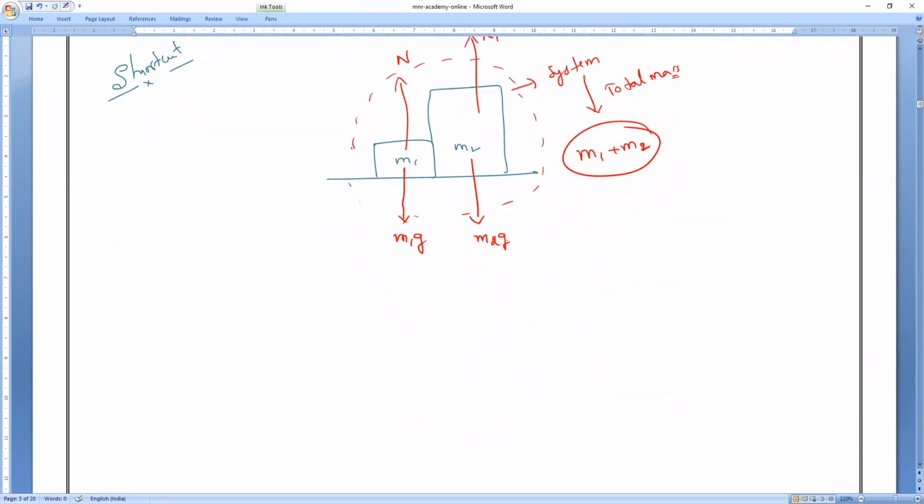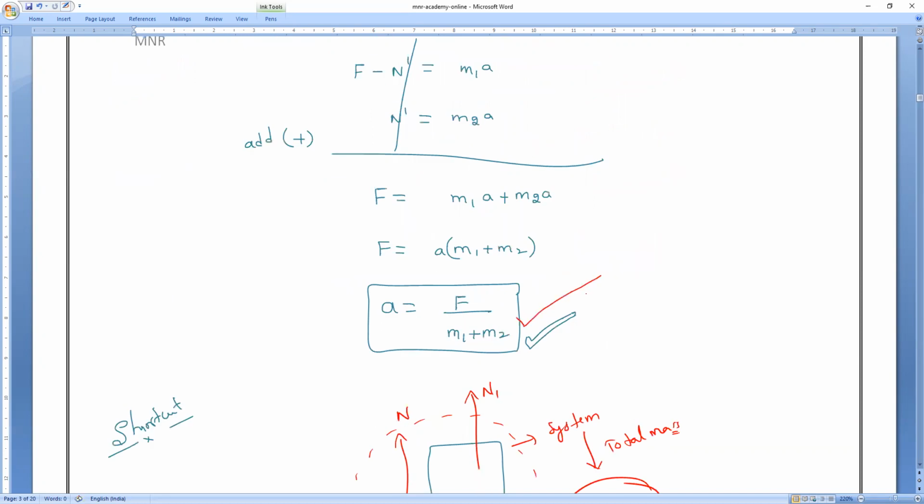So what is the acceleration formula? A is equal to F net divided by M net. Whole system I am considering. So for the whole system, F net is F, divided by M net, the net mass, which is M1 plus M2. That is the same formula we got. Have you checked it, everybody?